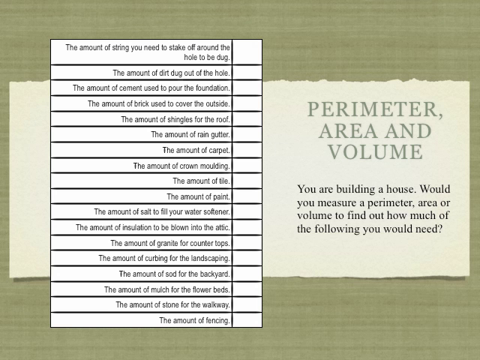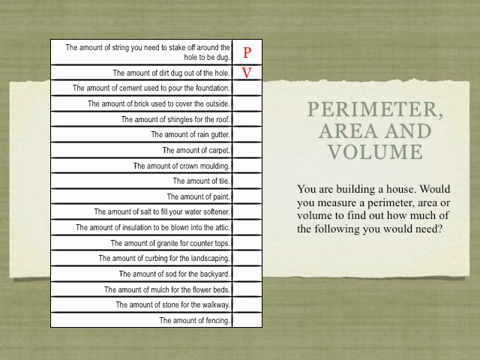So if you wanted to find out how much string you would need to stake off around the hole to be dug, well, we'd measure a perimeter because we'd go around the outside of the foundation of the house. The amount of dirt dug out of the hole. Well, for that I'd measure a volume. I'd measure the volume of the basement. It would be a little bit more than that because you dig out a little bit extra, but I would measure a volume.